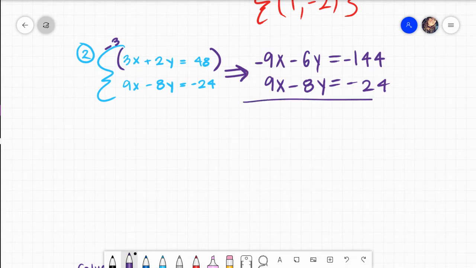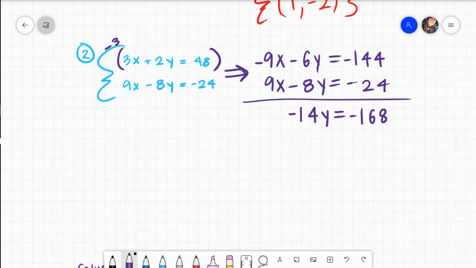So now what we can do is just go ahead and combine. If you combine a negative 9 with a positive 9, they cancel. And if you combine a negative 6y and a negative 8y, those signs are the same, so you just add them, keep their sign, keep your variable, keep your exponent. On the right-hand side of the equal sign, with my constants, I have negative 144 and negative 24. They're both negative, which means the signs are the same, so you add them together and keep their sign.